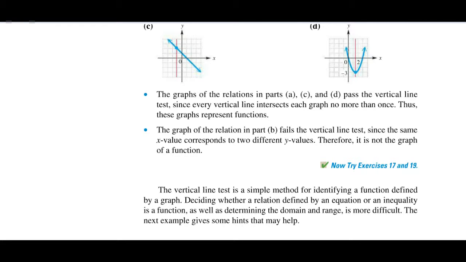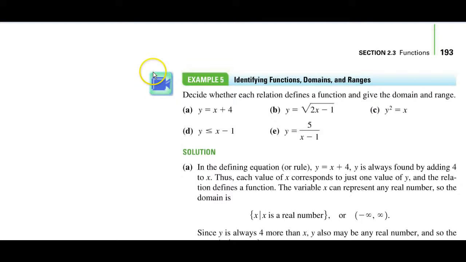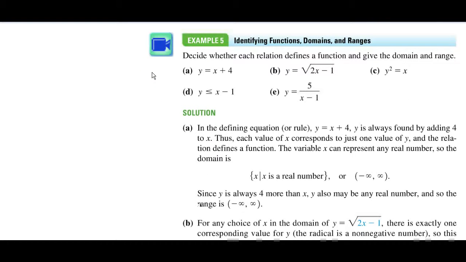Okay, let's go on. Okay, now we get into the meat and potatoes of using what we've built on. So we have to decide whether each relation defines a function and then give the domain and range.